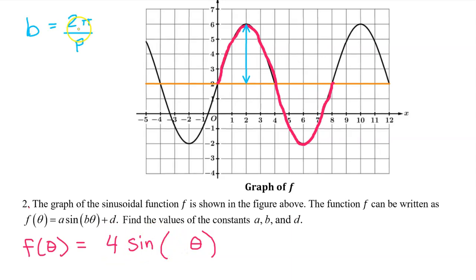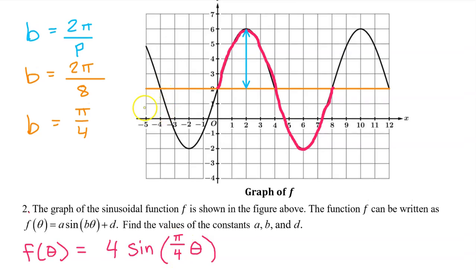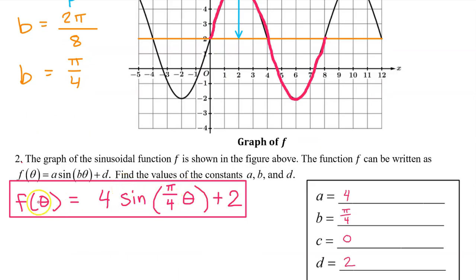The b value is given by 2 pi divided by the period. In this case, the period is 8 because we see that one period goes from 0 to 8. That means the b value is equal to 2 pi over 8. This reduces down to pi over 4. And the b value goes right here. Since the midline is y equals 2, the d value is +2. You can record your answer like this or like this.